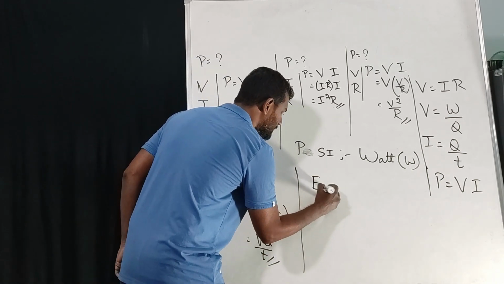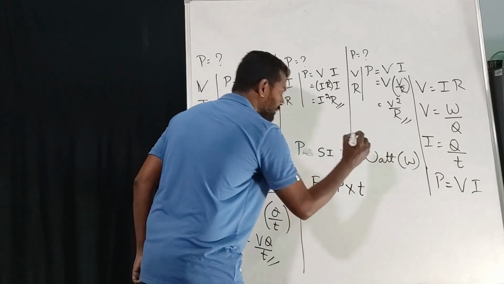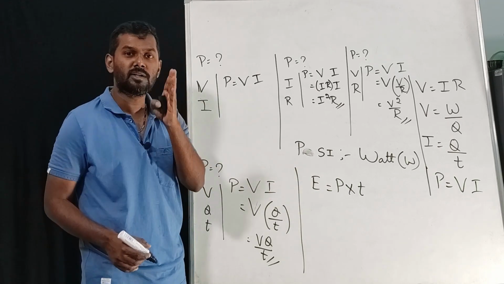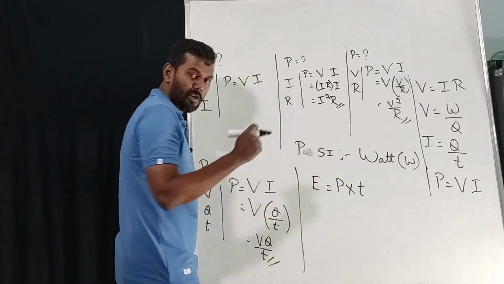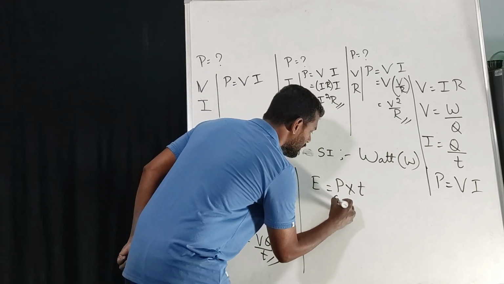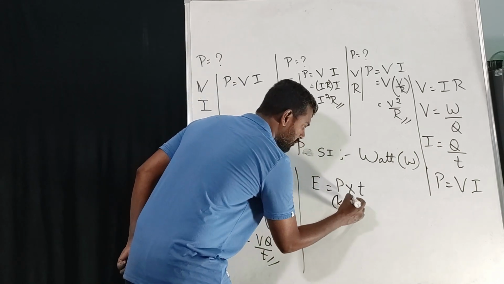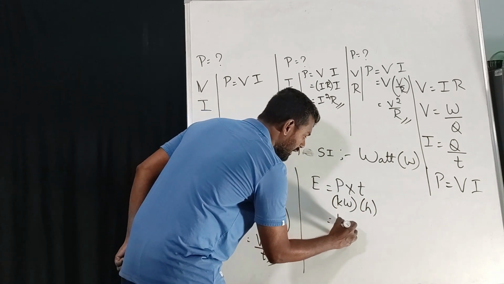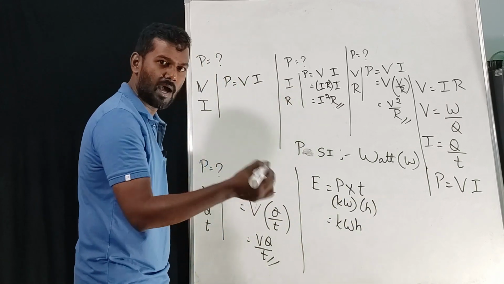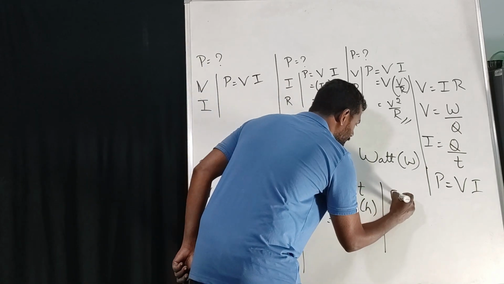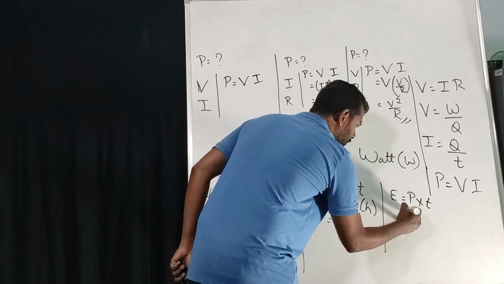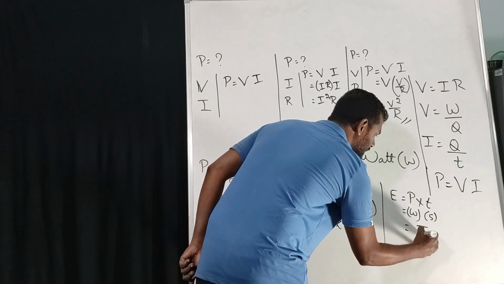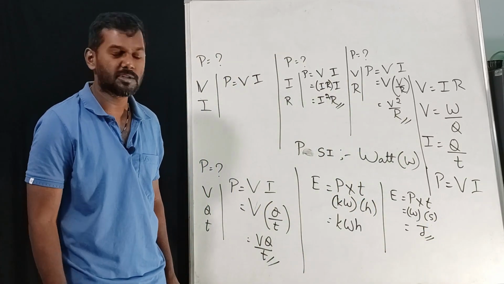Energy is equal to power into time. For energy we have two different units. When the power is in kilowatt and the time is in hours, the unit of energy will be kilowatt hours. If in the same formula the power is in watt and time is in seconds, we will get the answer in terms of joules.